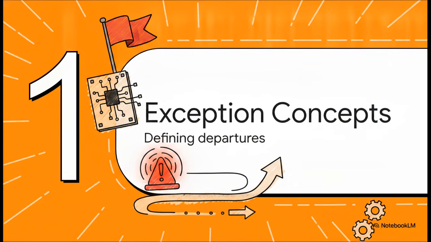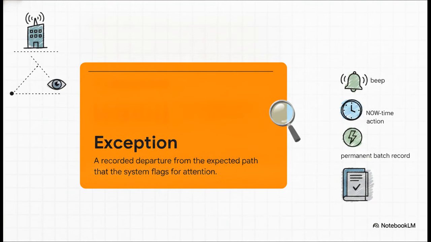Okay, Section 1, Exception Concepts and Types. Let's kick things off by clarifying exactly what we mean when an electronic system flags an event during manufacturing. So, to put it simply, an exception is a recorded departure from the expected execution path. It's helpful to think of your system like a really sophisticated alarm system. A beep might just mean a door opened exactly as expected, or, well, it might mean a breach. The system detects it, sure, but a human still has to judge it.